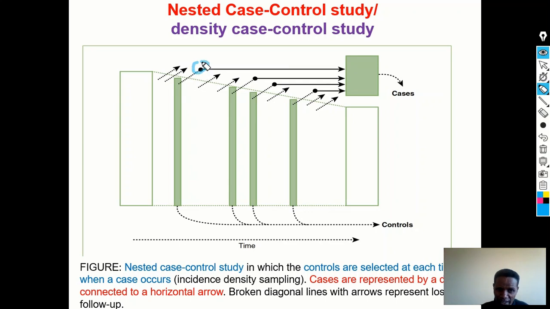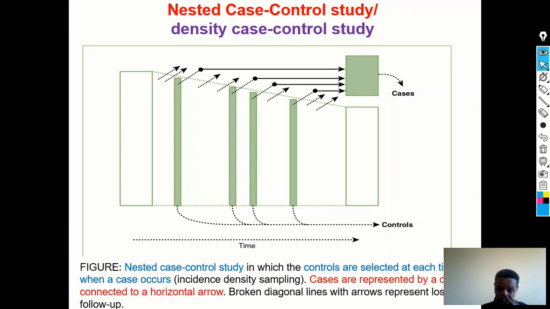As we get a case, a control, this standing bar, represents a control. As we get a new case, a control will be selected. And again, there will be loss to follow-up. If we get another case, then a control will be selected. And again, if we get another case, a control will be selected immediately. There will be loss to follow-up, since it is a follow-up or cohort study design. When we get another case, a control will be selected. With this approach, we select the controls based on the record of a new case. That is the nested case control study design.